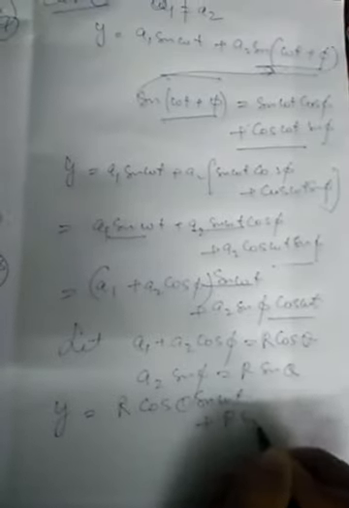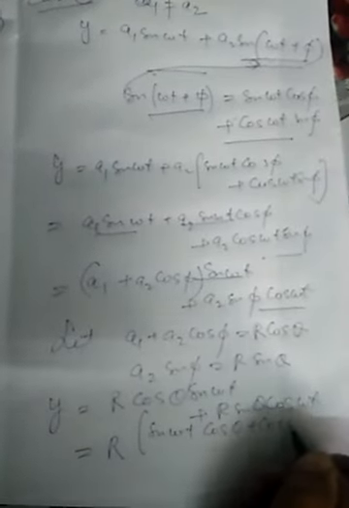Now when you put this value, y will become equal to R cos θ sin ωt plus R sin θ cos ωt. So R is the resultant amplitude. So R (sin ωt cos θ plus cos ωt sin θ), that is a wave. That means using sin(A+B), it will be R sin(ωt + θ). So again we have seen that the resultant wave which is formed is always a simple harmonic wave. Now we are going to find the value of R as well as θ.